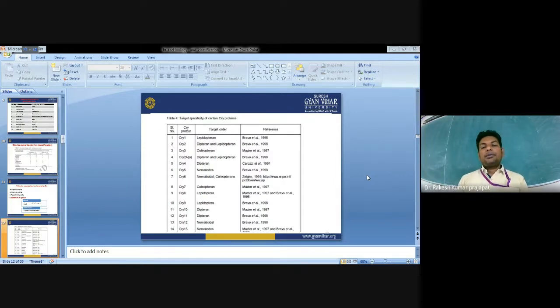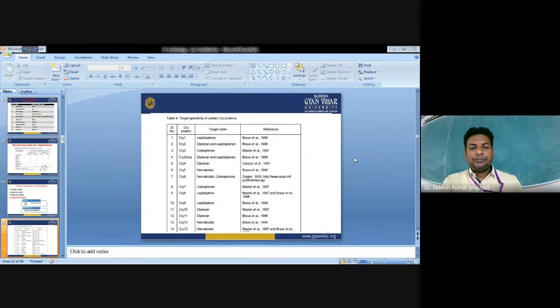Now, the target specificity of certain proteins. If you talk about the different targets of different classes of the proteins, which insect order is targeted? Cry1: Lepidopteran. Cry2: Dipteran and Lepidopteran. Cry3: Coleopteran. Cry2A: Dipteran and Lepidopteran. Cry3: Coleoptera.